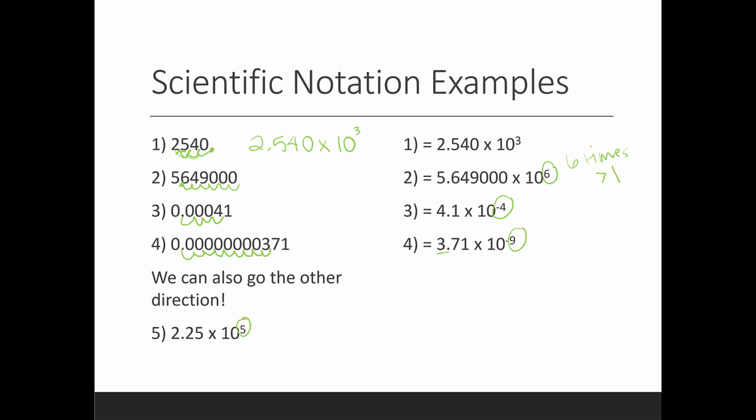this is a positive exponent, which means I need to get a number that is greater than 1. In order to get a number greater than 1, I'm going to have to move the decimal between the 2's here to the right. So if I have 2.25, I need to make a number that is greater than 1. So I'm going to move the decimal 5 times to the right. 1, 2, 3, 4, 5. And then fill that in with zeros. So my answer is 225,000.